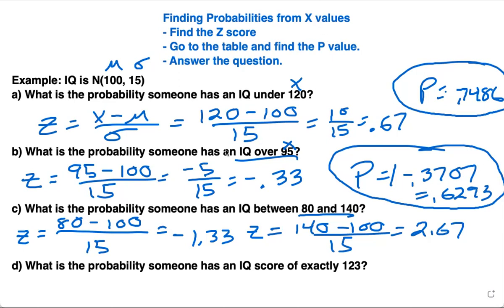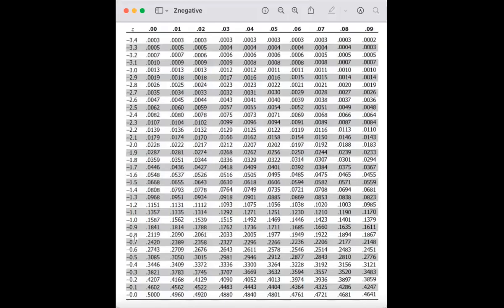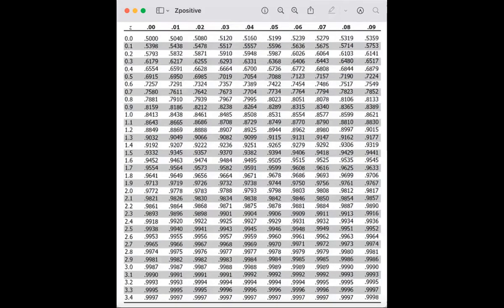All right, let's do this. So negative z-table. Negative 1.33, so negative 1.3. 3, find where they meet, and I get 0.0918. So mark that down, 0.0918. Then the positive z side, 2.67. So let's see, 2.6. And then 7, just double checking, 2.67 gives me 0.9962.